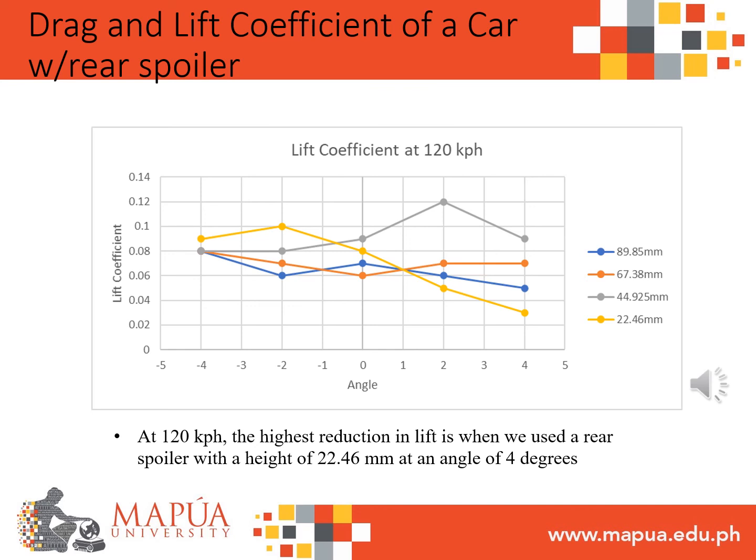Now, for the lift coefficients of all rear spoiler setups at 120 kph, just like the results we have in 80 and 100 kph, everything improves, and the setup that has the lowest lift coefficient remains the same. In 80 and 100 kph, the lowest lift occurs at 22.46 mm at 4 degree angle. You can also say the same for 120 kph.